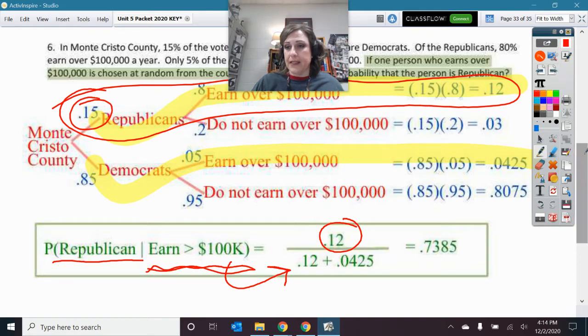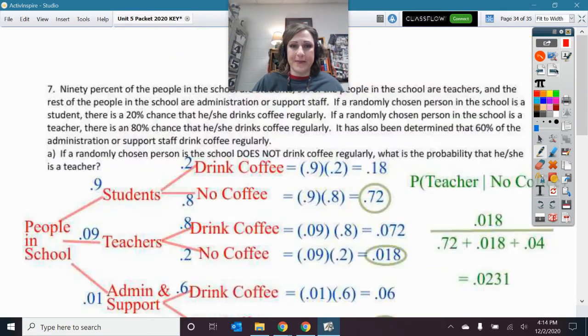Okay. Let's see, was there any other down there? Nope. Next. Again, the rate at which you drink coffee changed based on if you were a student, a teacher, or administrator. Okay? I can see that teachers are drinking coffee at a much higher rate than everybody else, especially nowadays. So we've got our students. Here's the rates they drink and do not drink coffee. Our 9% are teachers, drinking and not drinking coffee, and our admin, drinking and not drinking coffee.